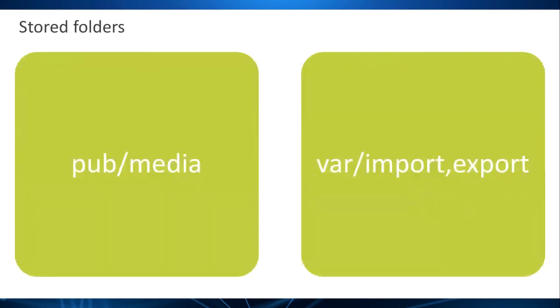So by default, we provided storage for pub media and some folders inside of the var directory. The pub media contains all of your images and custom XML configuration for your themes. In this release, it will also contain sitemaps. Everything which should be stored in S3 should go to pub media and subdirectories. The var import and export is, I would say, additional functionality.